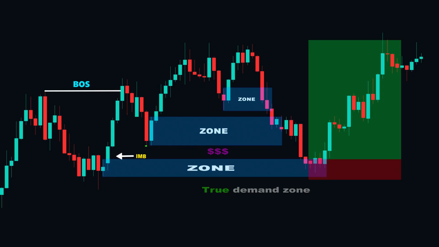Just watching the market isn't enough. You also need to practice with backtesting. That's the only way to know which zones work and which ones fail.